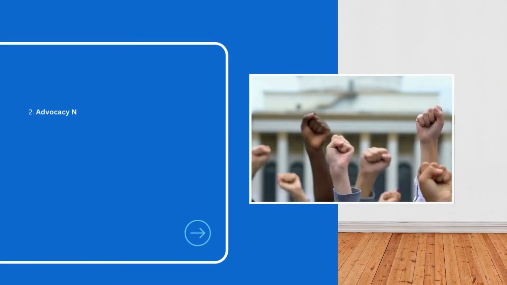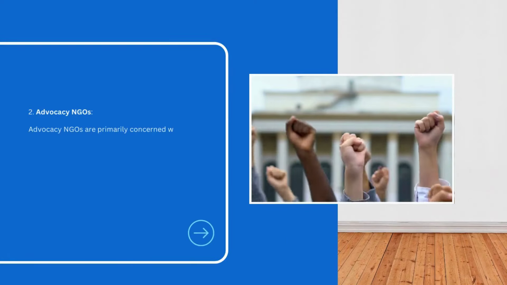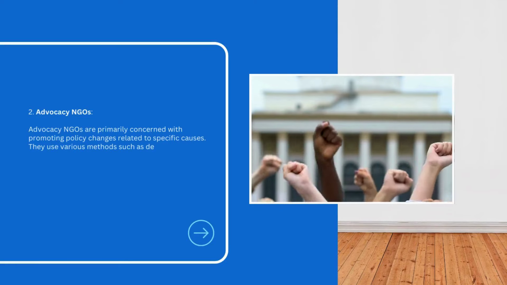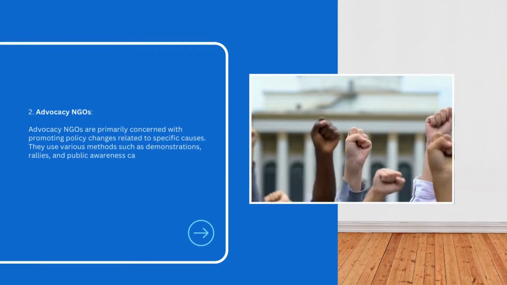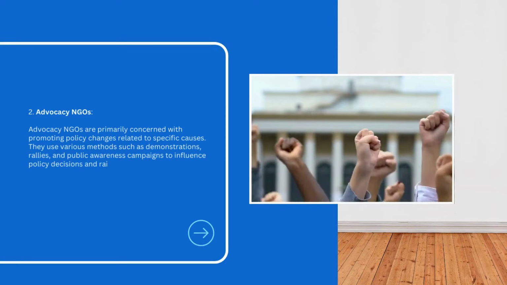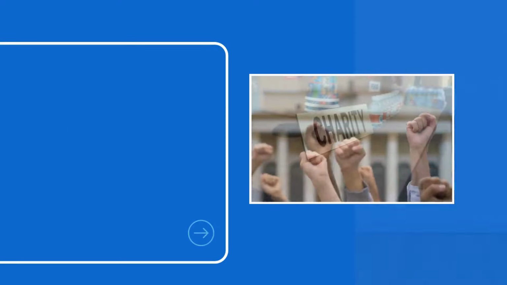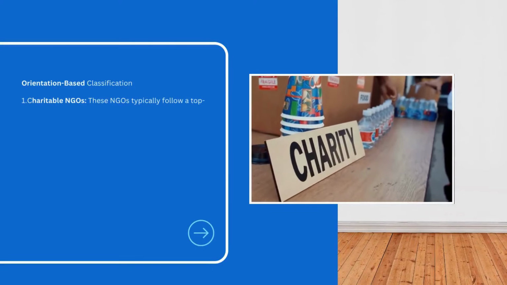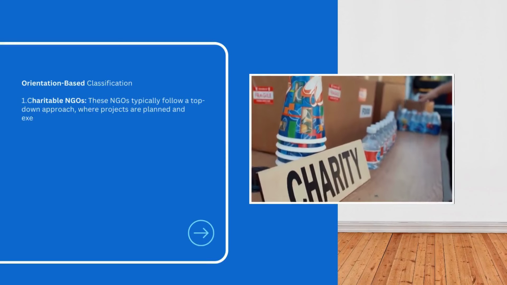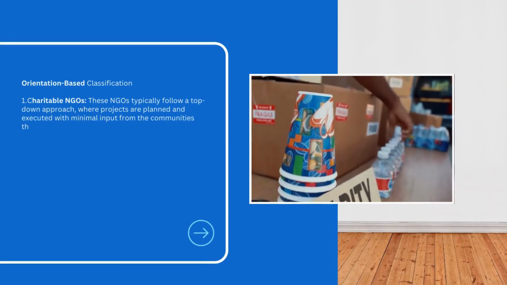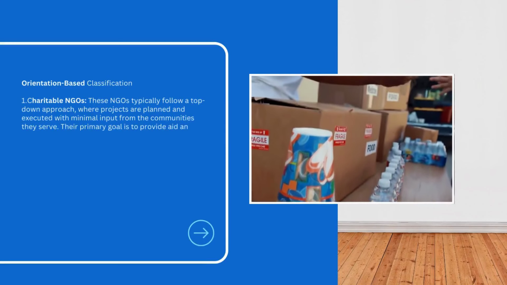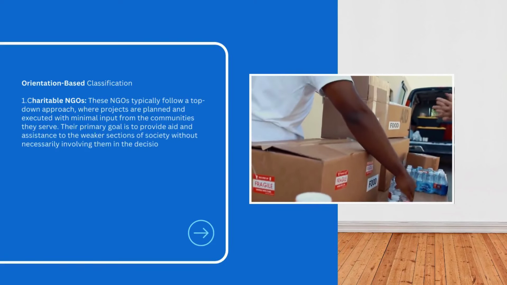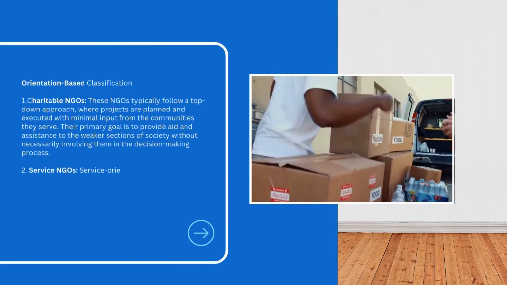2. Advocacy NGOs. Advocacy NGOs are primarily concerned with promoting policy changes related to specific causes. They use various methods such as demonstrations, rallies, and public awareness campaigns to influence policy decisions and raise awareness about their cause. Orientation-based classification. 1. Charitable NGOs. These NGOs typically follow a top-down approach, where projects are planned and executed with minimal input from the communities they serve. Their primary goal is to provide aid and assistance to the weaker sections of society without necessarily involving them in the decision-making process.